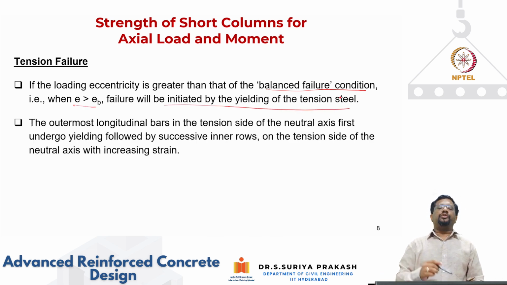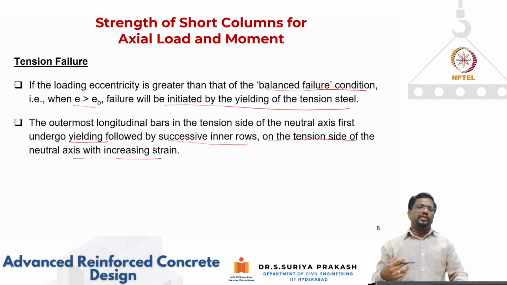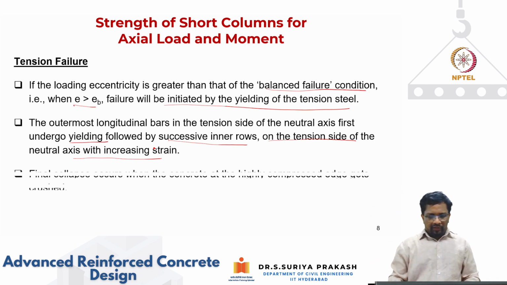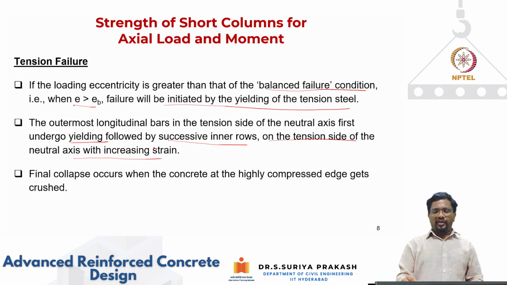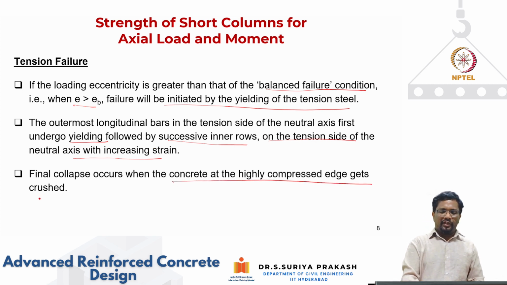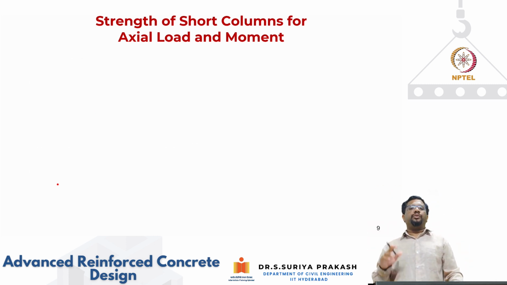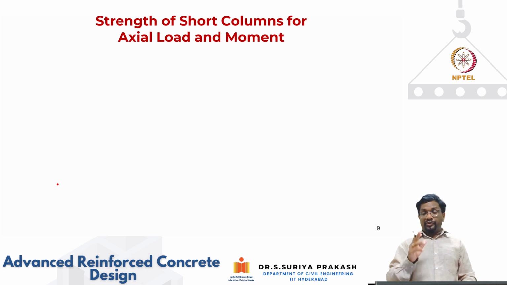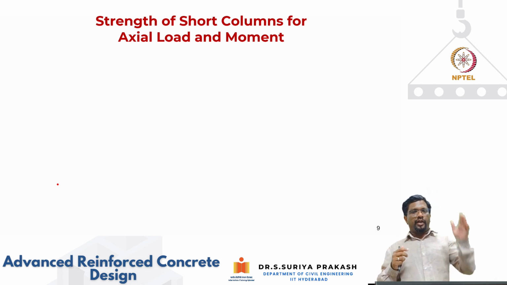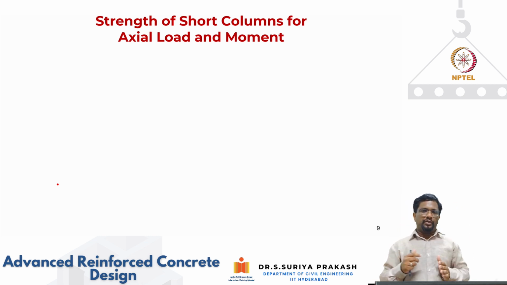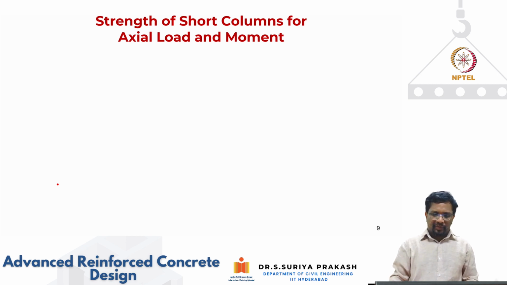Again, the outermost longitudinal bars on the tension side of the neutral axis will first undergo yielding, followed by successive inner rows with increasing strain. So you will have a progressive yield when you have multiple layers of steel, right? Finally, the final collapse will occur when the concrete at the highly compressed edge gets crushed. So the final failure will always happen when epsilon cu reaches its final value. Again, epsilon cu is not going to be constant. When we deal with columns, epsilon cu can be between 0.0021 and 0.0035. This is one thing that you should always keep in mind. Now let us see.